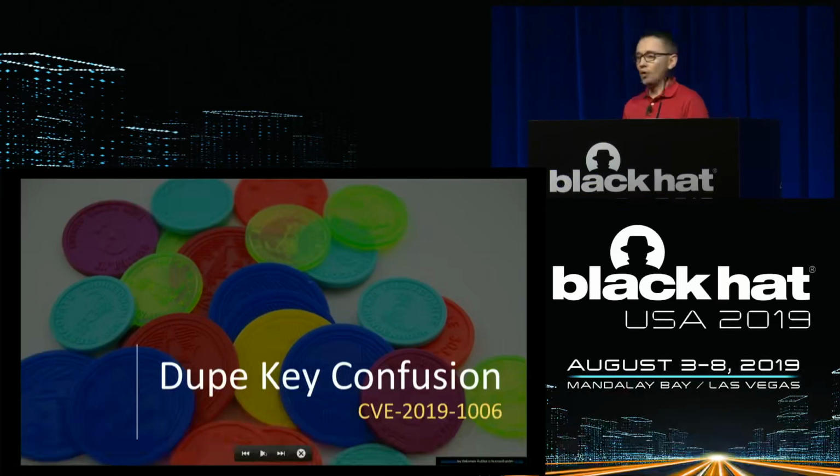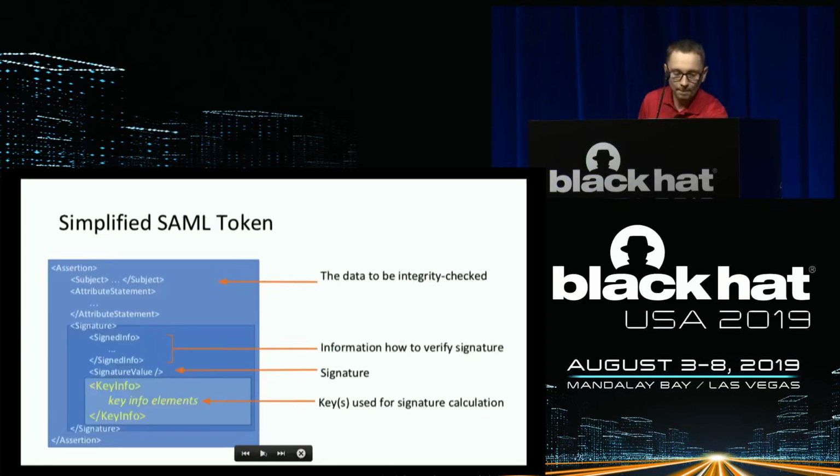Let's switch to our Holy Grail and look at how the entire signature verification can be bypassed. Security Assertion Markup Language, or just SAML tokens, has an XML-based format and uses XML signature for integrity protection. We can see a simplified SAML token on the screen. Along with the authentication information itself, it contains a signature element that should protect it from tampering.